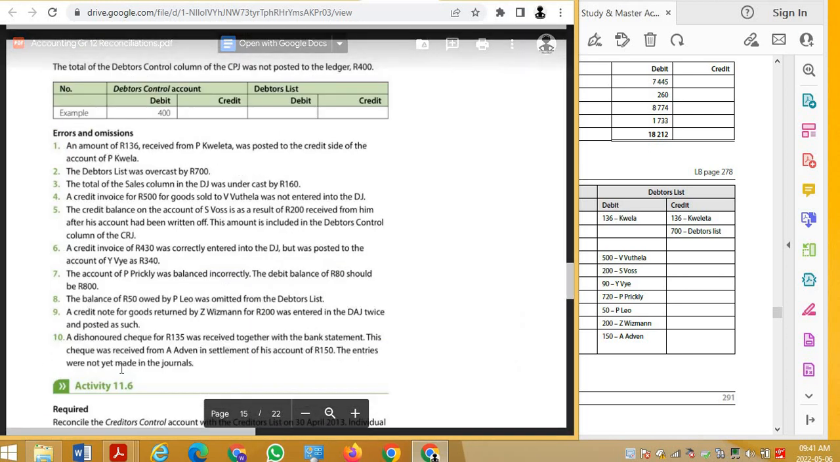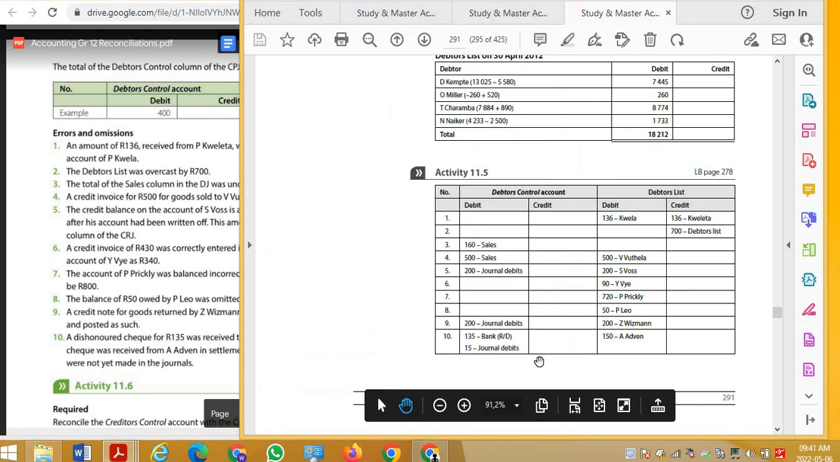What are they saying? The entries have not yet made it into any of the journals. Well, therefore, it's going to affect everything. You're not in a journal, you're affecting everything. And there we go. But keep in mind, we understand that 150 Rand is coming off the debtors list, the total, right? But when we're looking at the debtors control account, make sure you split it up.